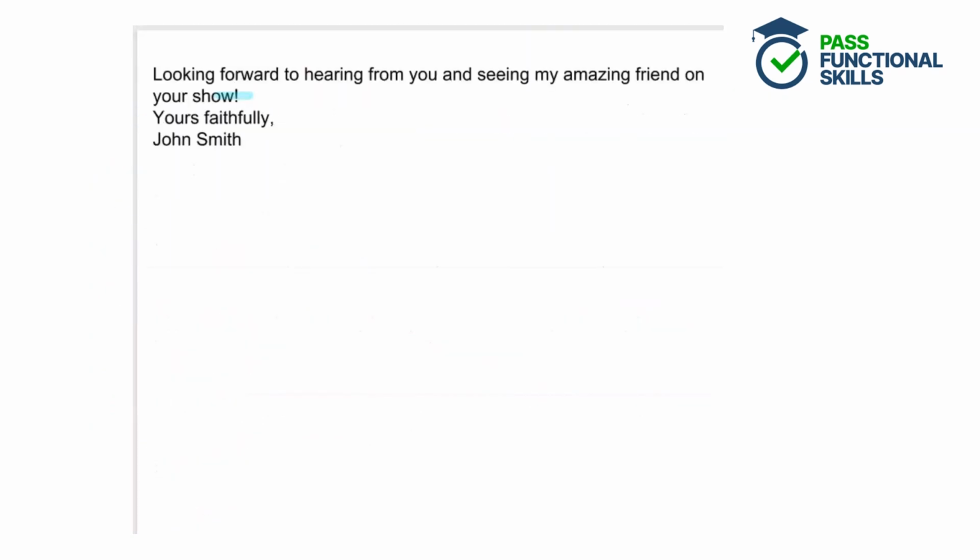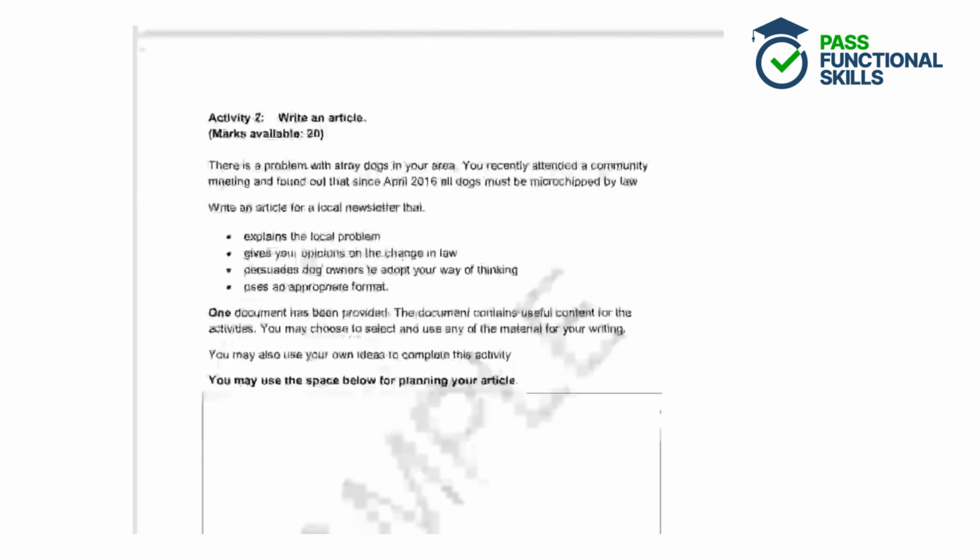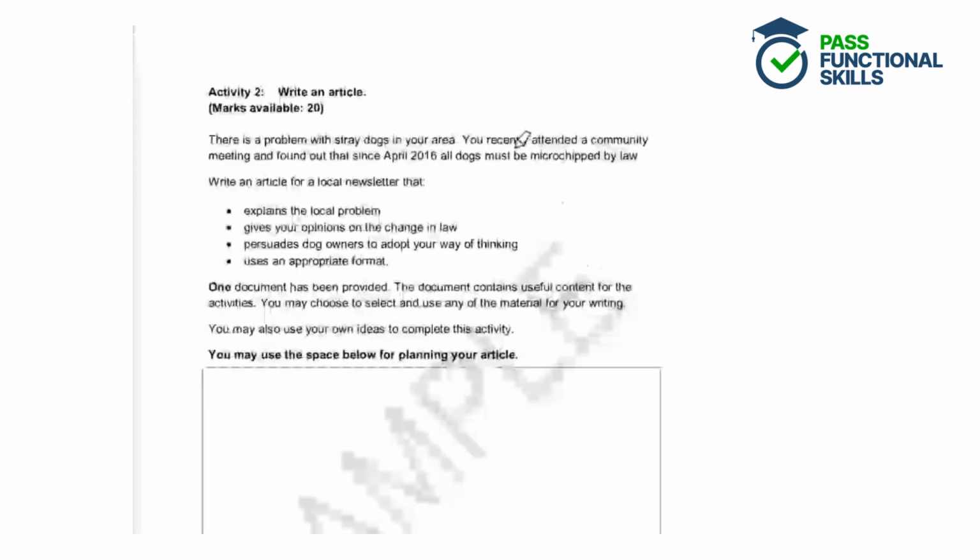Next, let's take a look at the second task. So the second activity is to write an article. Remember that you have to complete both of the activities in the question paper, and each activity will have a different text type for you to have a go at. So we've already written a letter and now we're writing an article.